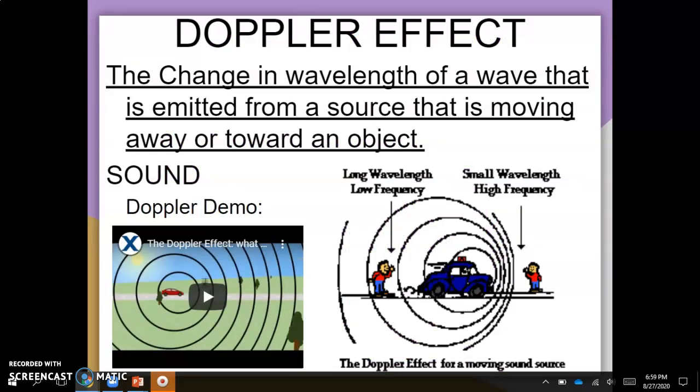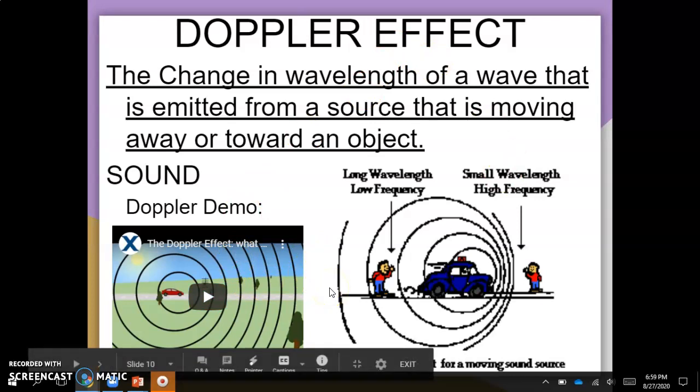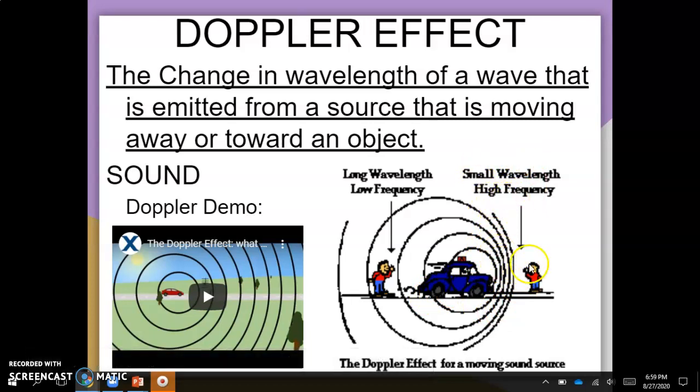The Doppler effect is similar to the red shift, but it's just the change in wavelength of a wave that is emitted from a source that is moving away or towards an object, okay? So this works for sound because sound is also a wave, just like light is. So let's say that you're sitting on the street and an ambulance is coming towards you. As the ambulance is coming towards you, the waves that are being emitted are small wavelength and high frequency. Okay, so it's more of a high-pitched sound. But then as it moves away from you, the waves are bent to be longer and have a lower frequency, so it is a different sound.